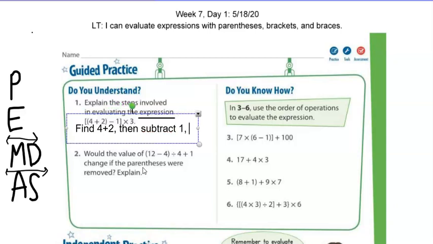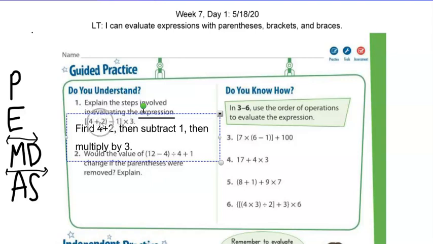Okay, so we find 4 plus 2, which gives us 6. Then we're going to subtract that 1. So now we're down to 5. So now that we've done 4 plus 2 minus 1, the last thing that we're going to do is multiply by 3. So really, we're taking whatever's inside here, which is 4 plus 2 minus 1. So 4 plus 2 is 6, minus 1 is 5. And then we're going to take 5 and multiply it by 3, which means our answer is 15.